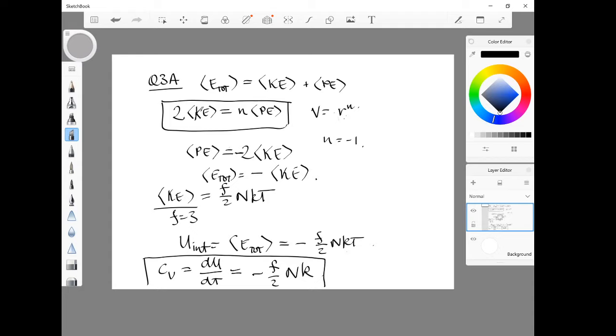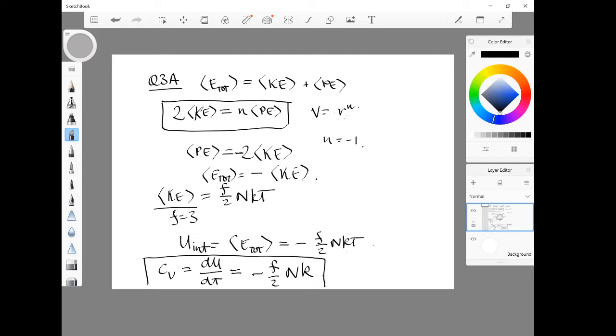So if you increase the temperature, you decrease the internal energy, which makes sense for orbital and gravitational systems, because if you make things go faster, they tend to go closer inward, and so they'll be spinning faster in a tighter orbit.